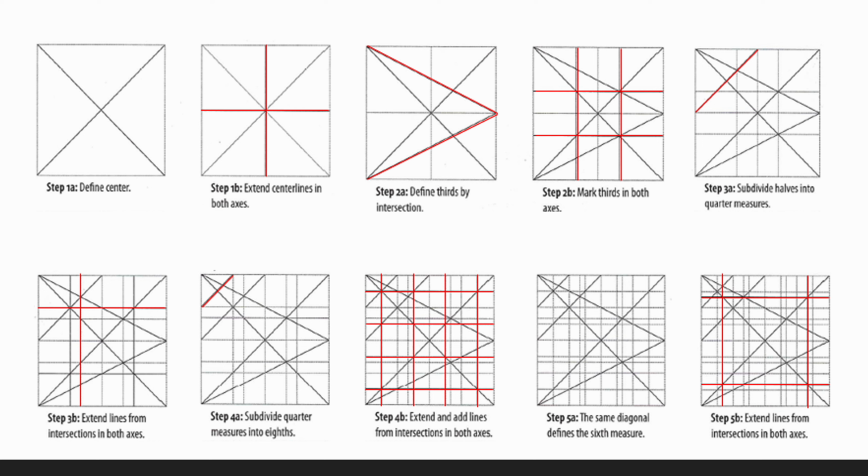Here I'm on step 2B. You can mark thirds in both the axes. You can subdivide halves into quarter measures, extend lines from intersections of both axes, subdivide quarter measures into eighths, and extend those lines from intersections, and so on.